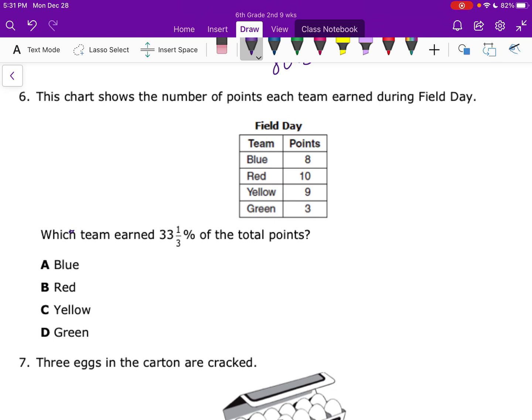Oh my. Well, so we have to figure out which one of these is 33 1/3% of the total points. So that means we have to figure out the percent for each one of these to figure out which one is this. Okay, so our first step is to find the what? That's right, we have to find the total. So we got to add these up.